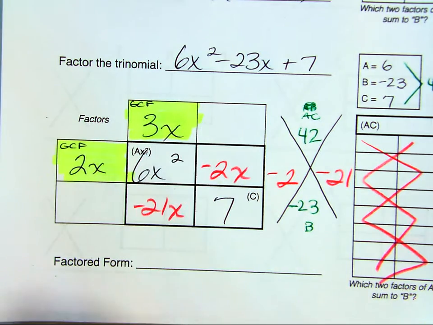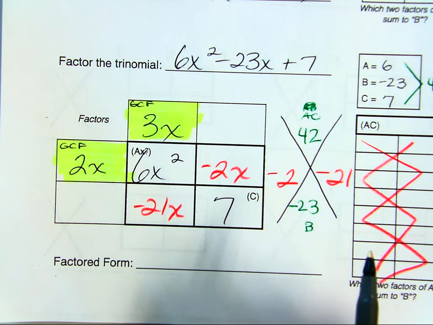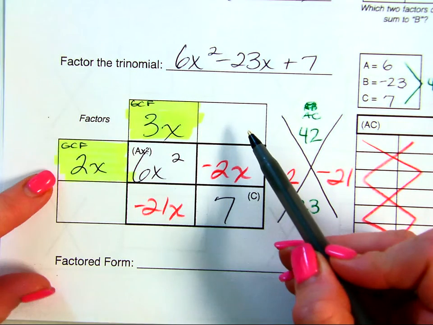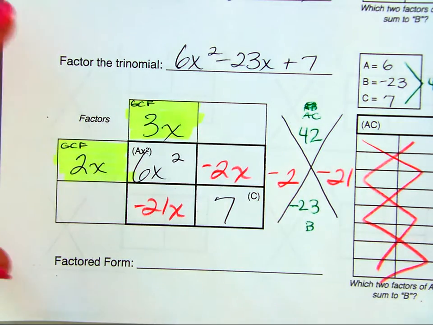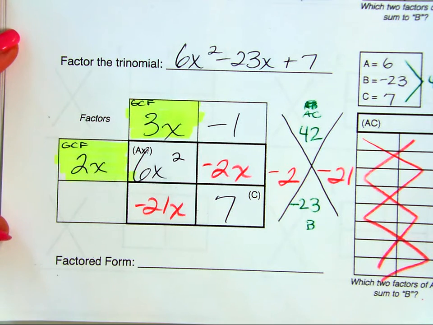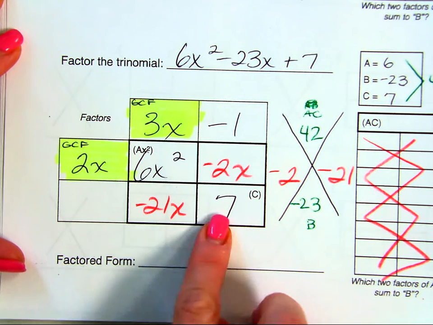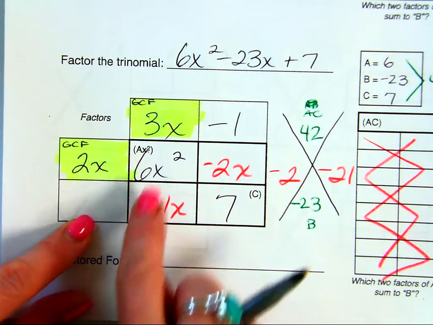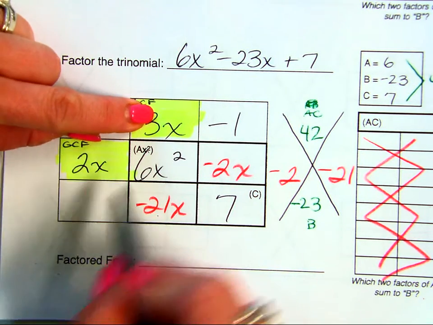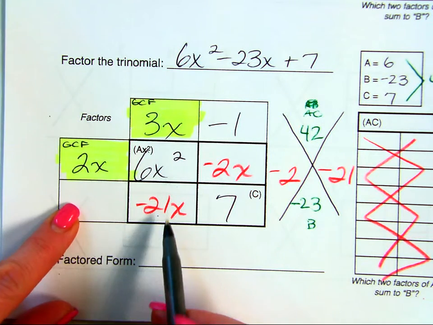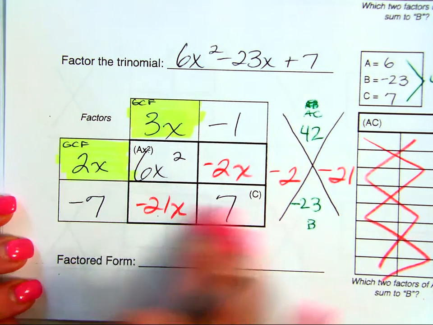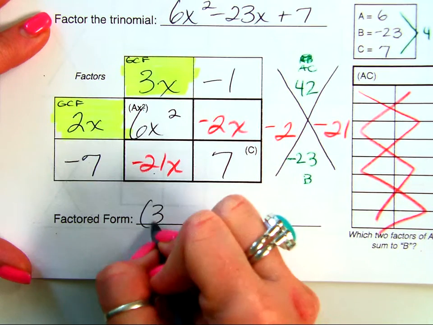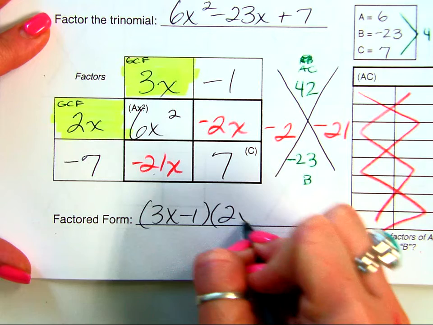And now I switch gears and I don't do GCF anymore. I go backwards. I say to myself, if this box times this box needs to be that box, then what do I need to multiply a 2x by to get it to be a negative 2x? A negative 1. And what does a 21x and a 7 have in common? Or actually, never mind, I just totally went the other way. What would I need to multiply this by to get that? So 3x times what is 21x? Negative 7. Sometimes you can pull out the factoring. All right, so now I have 3x minus 1 and 2x minus 7.